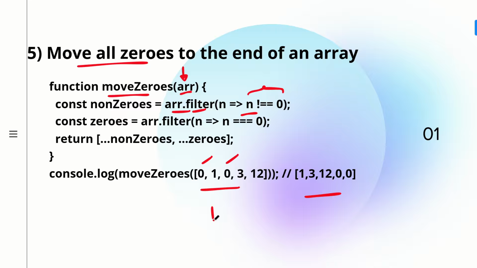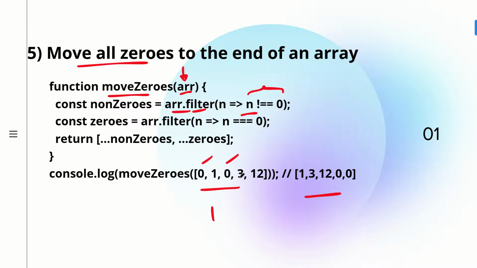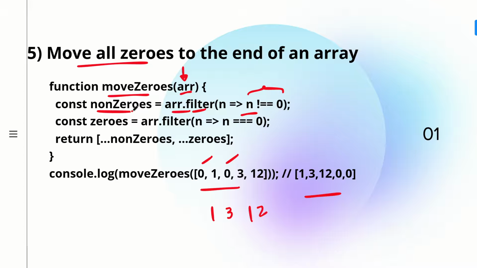Then we have one. Zero not equal to 0, false. 3 not equal to 0, true. So we have 3. Then we have 12. So these are the elements which we will get in the non-zero variable. Then we are filtering again the elements which are 0. How many zeros are there? That we will store in the zeros variable.